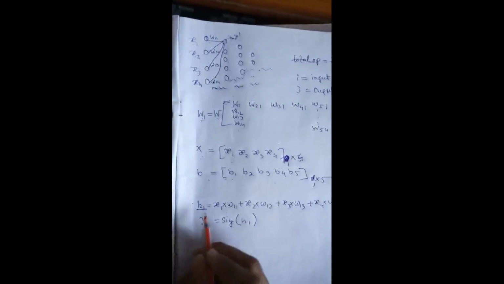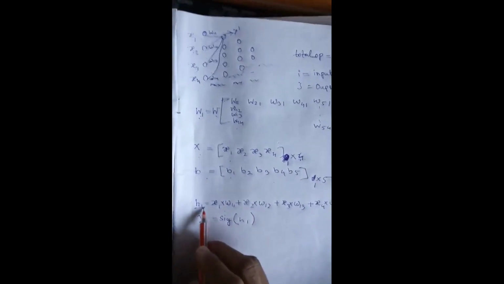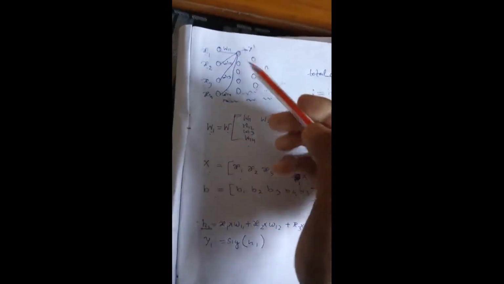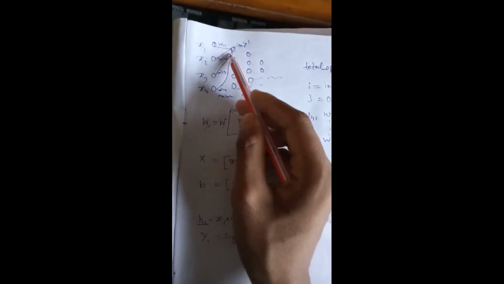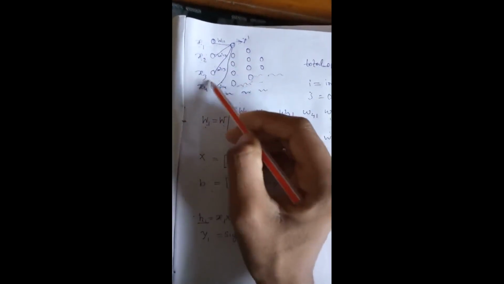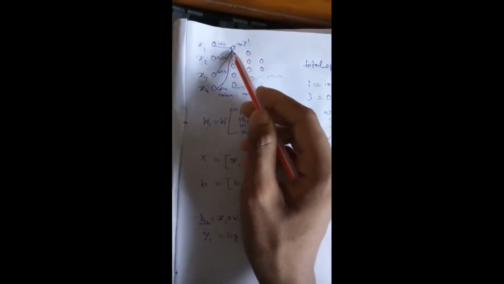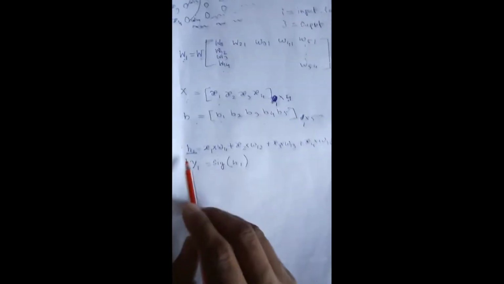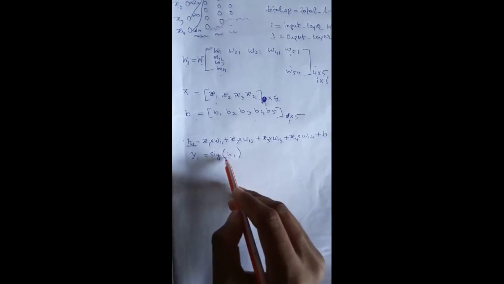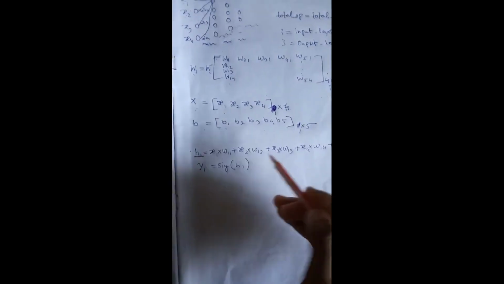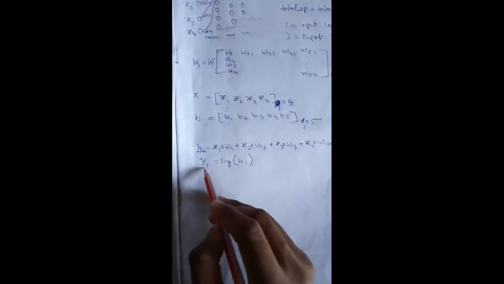So now, what is h1? h1 will be the outcome of that operation before applying the activation function. So x1 into w11 plus x2 into w12 plus x3 into w13 plus x4 into w14 plus the bias that is already fed in that node equals h1. This is the outcome before applying the activation function. And after applying the activation function, sigmoid, hope you are familiar with activation functions, you can use ReLU or tanh based on your needs and your project, y1 will be the outcome for the first node.